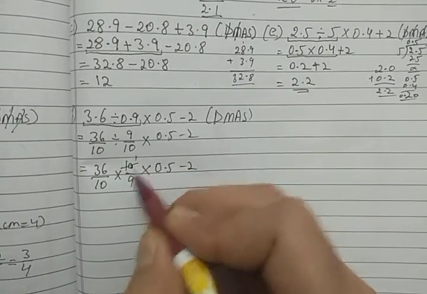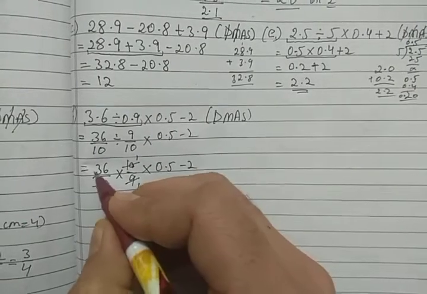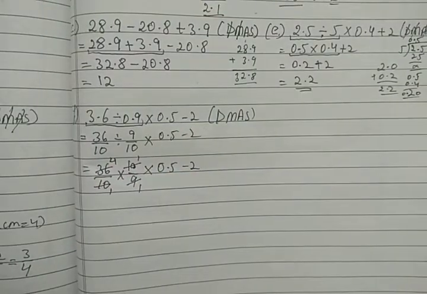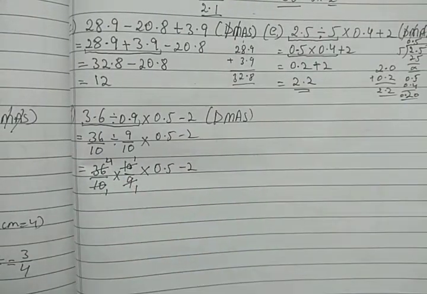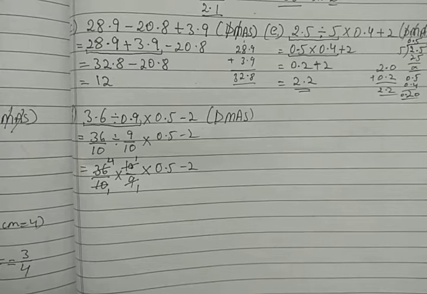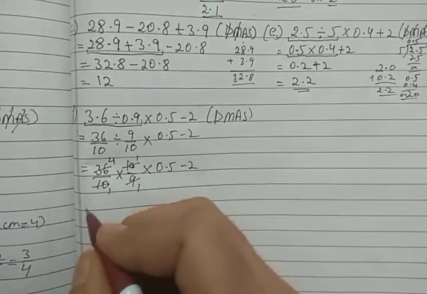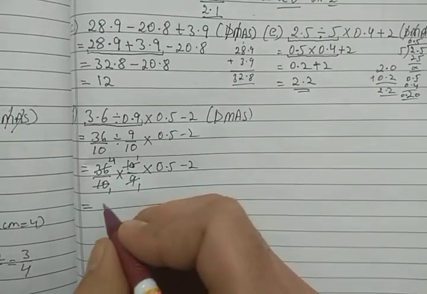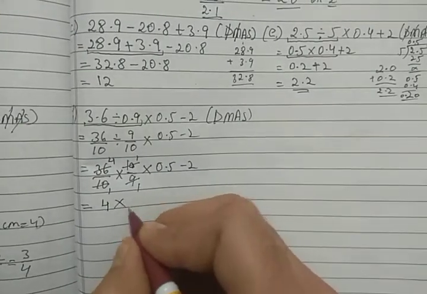So cut it. 10 ones are 10, 10 ones are 10, 9 ones are 9, and 9 fours are 36, right? Because 9 and 36 come in the table of 9. 9 ones are 9 and 9 fours are 36. And 10 and 10 come in the table of 10. So now multiply numerator with numerator. 4 ones are 4 and 1 ones are 1. There is no need to write 1 here.